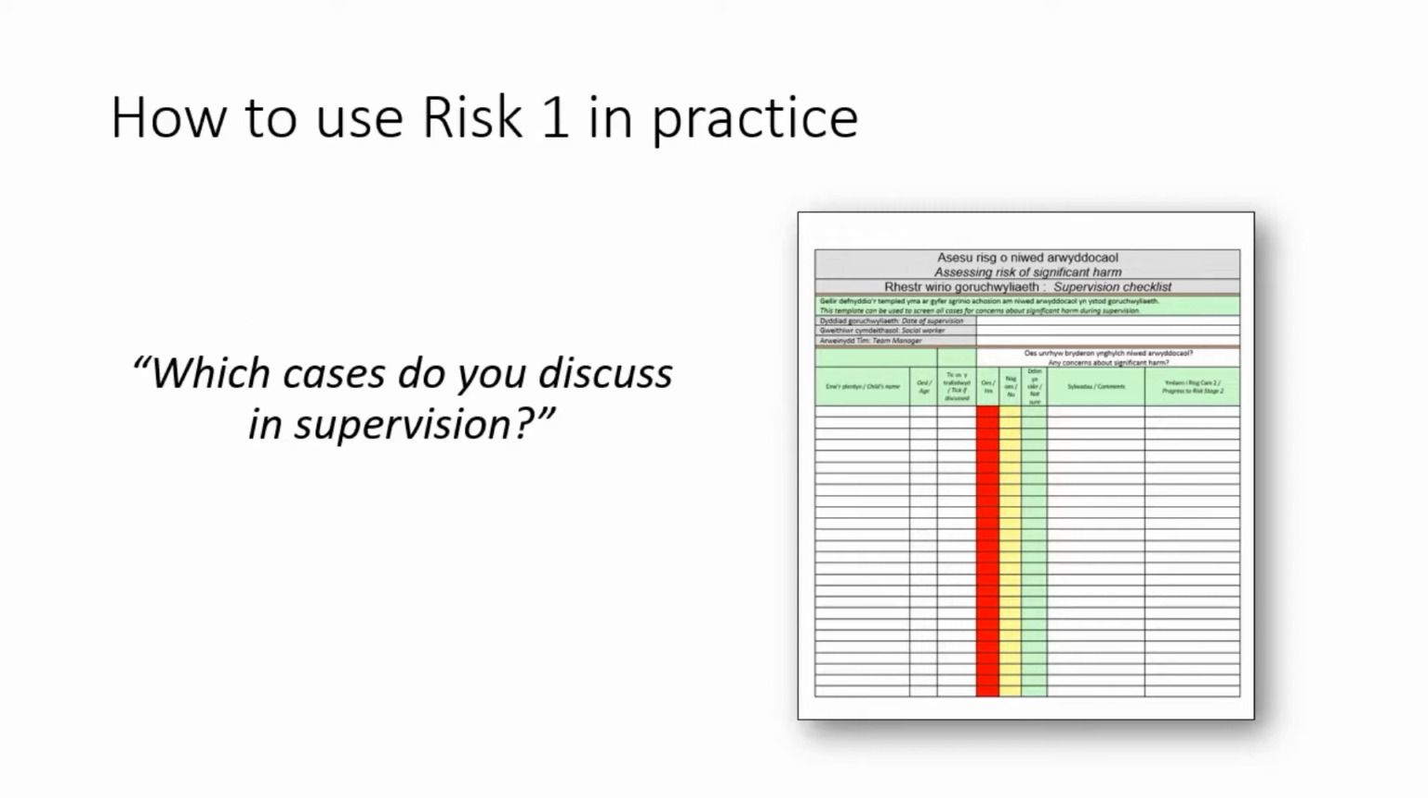At the other end of the needs continuum, what about low-level child neglect cases which have been managed over several years yet never discussed in supervision? We know that low-level neglect may, over time, become significantly harmful. Screening with a Risk 1 supervision checklist provides an overview of all cases.